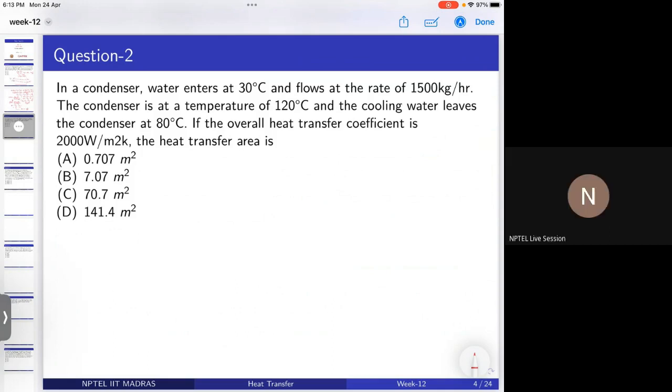So we'll go to the next question. In a condenser, water enters at 30 degrees Celsius and flows at a rate of 1500 kilogram per hour. The condenser is at a temperature of 120 degrees Celsius and cooling water leaves the condenser at 80 degrees Celsius. If the overall heat transfer coefficient is 2000 watt per meter square Kelvin, find the heat transfer area. So we have to find out the heat transfer area of the condenser.